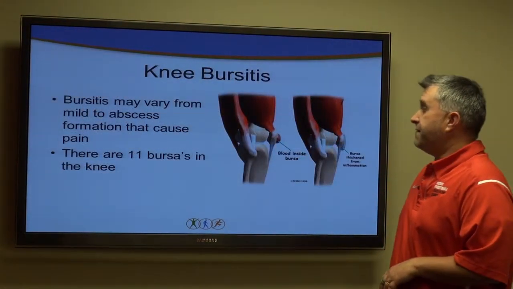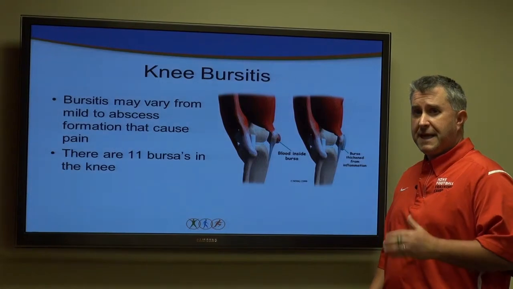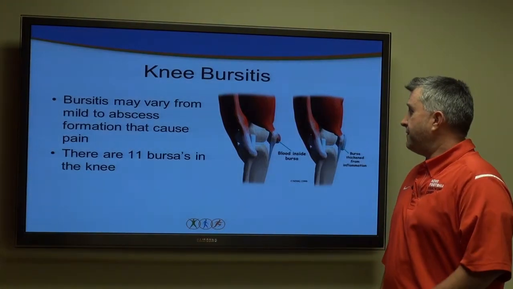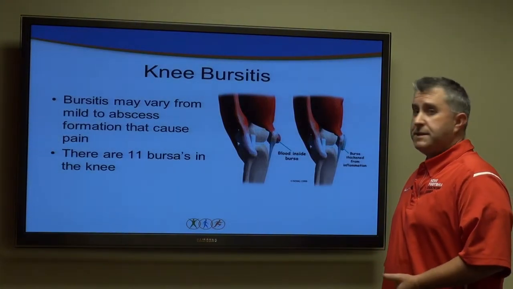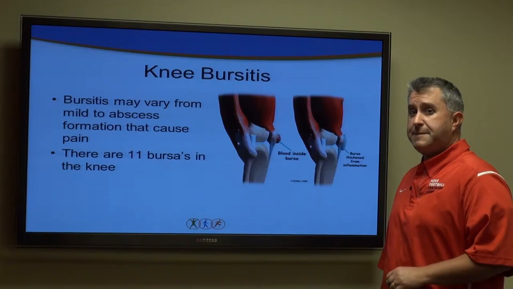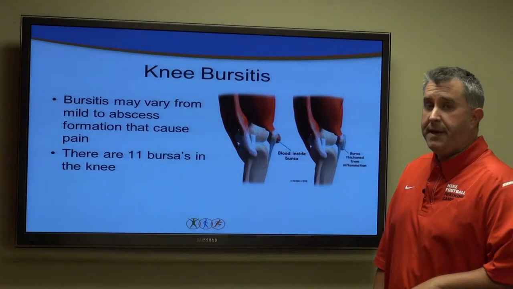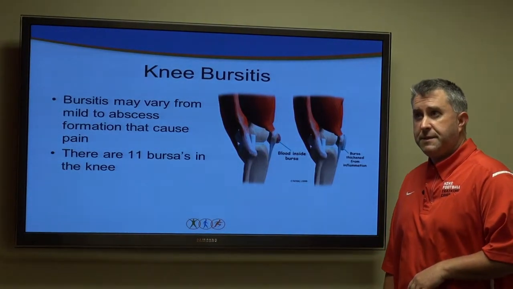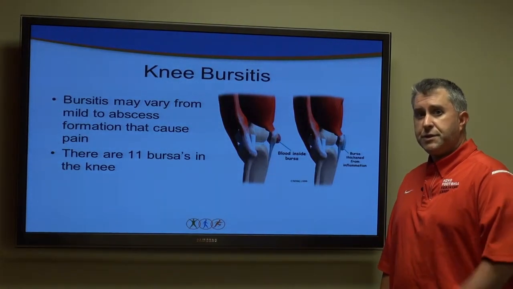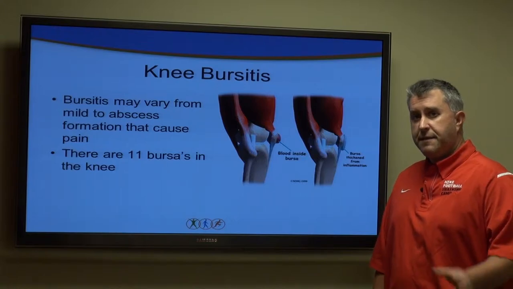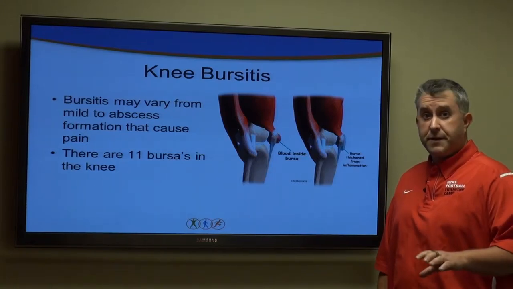Bursitis may vary in levels of severity. You have mild cases, and if it gets infected, you can have an abscess. Approximately, there are 11 bursa sacs in the knee. From the previous slide that I showed you, there were 6 of them, and those are usually your primary bursa sacs. Then there are little tiny ones all around the joint area.